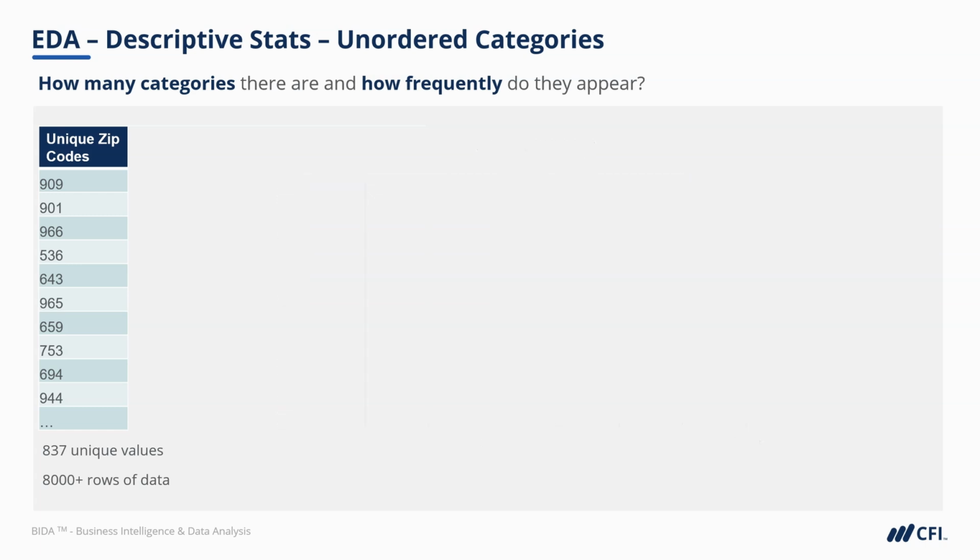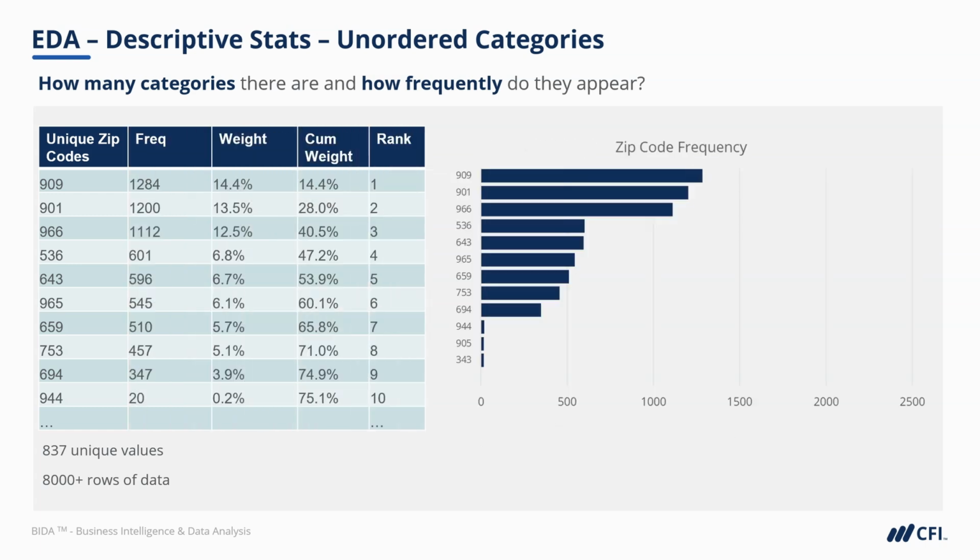Let's focus on the top few for a second, in either table or chart form, and see what they represent as a proportion of all the data. As a percentage, the most common zip code, 909, accounts for nearly 15% of our data. And on a cumulative basis, we can see that our top 9 zip codes account for 75% of our data. So perhaps in this case, we could group all of our smaller values into an other category, thus reducing the number from 837 to simply 10.